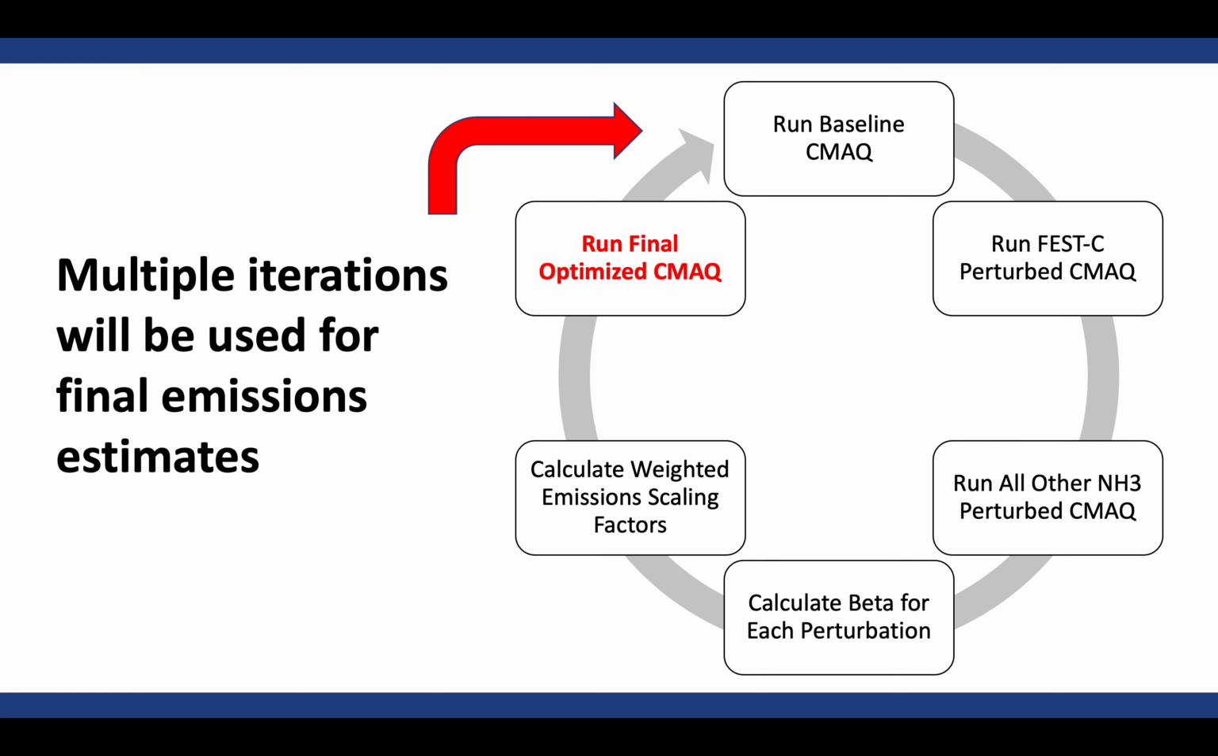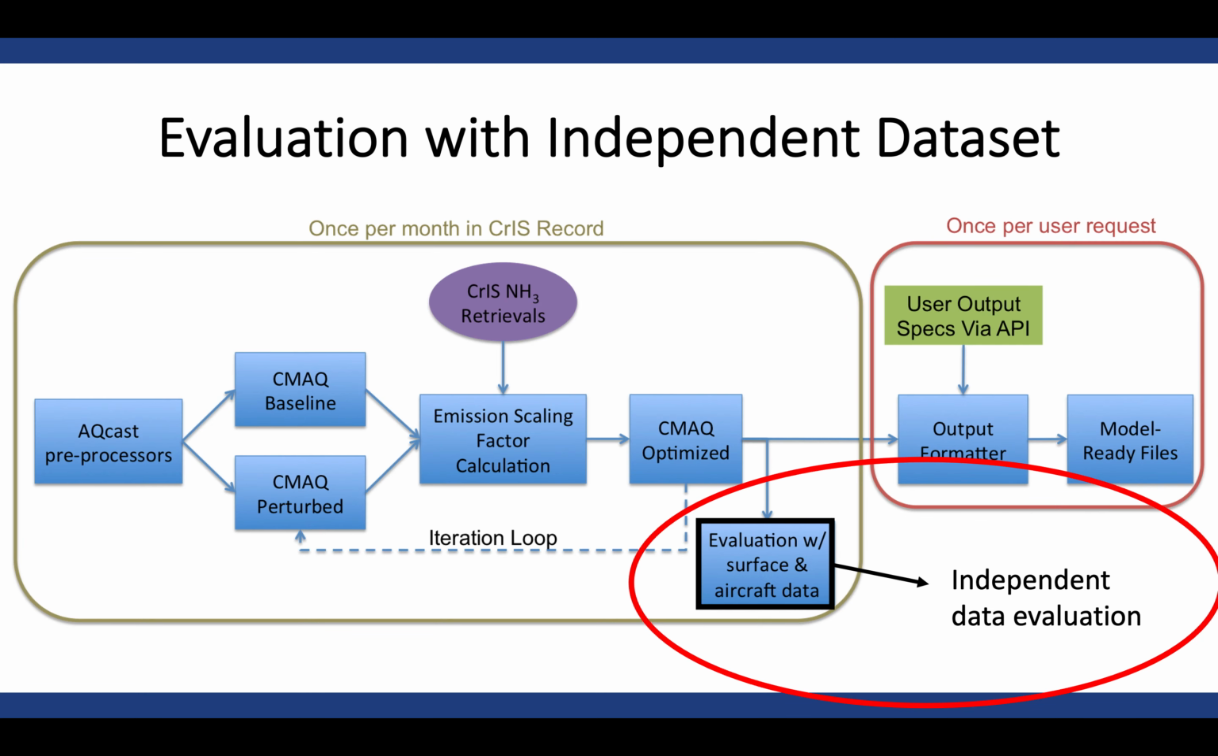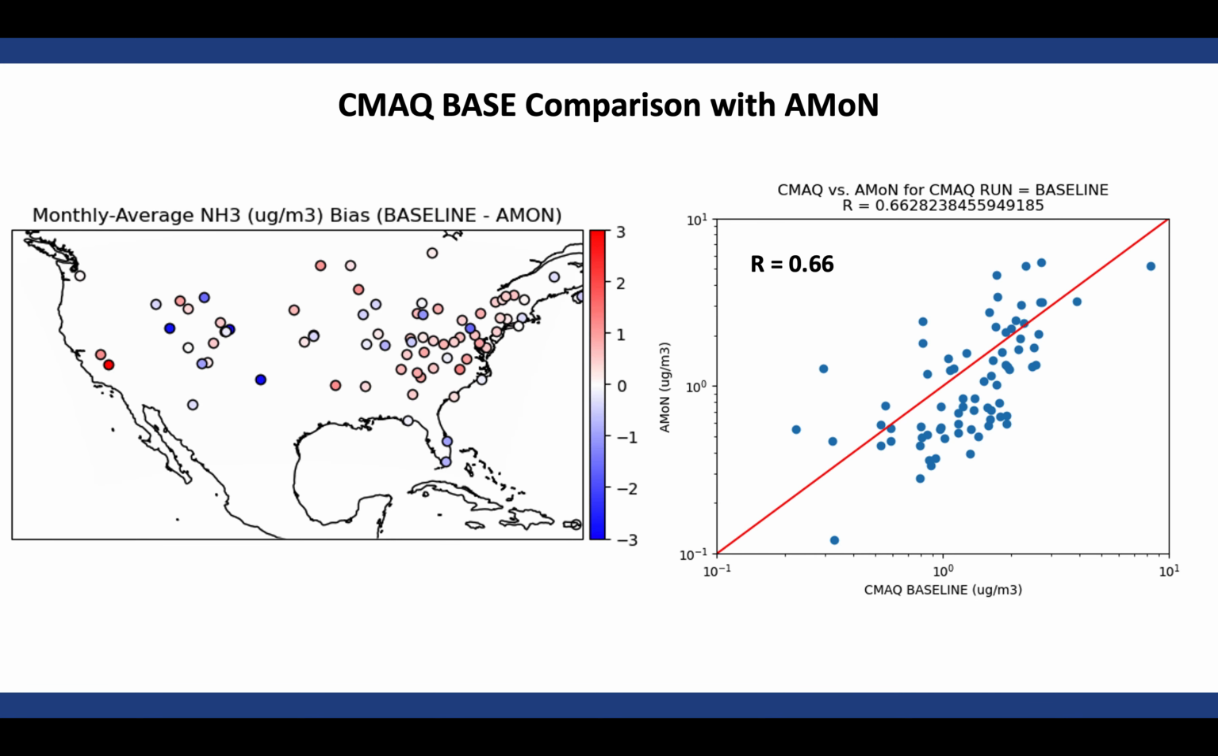Of course, the next step would be to do this several times to get the final emissions estimates. But for now, we just want to look at what one iteration does when we compare it to independent data sets of ammonia observations. So here what we're showing is the baseline comparison with the AMON network. On the left is a difference plot at each AMON station, showing the difference between CMAQ and the AMON observation. Red means over prediction, blue means under prediction. And then on the right is a scatter plot so we can get the correlation.